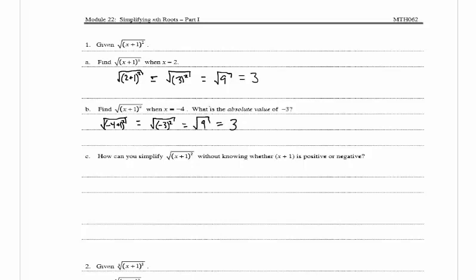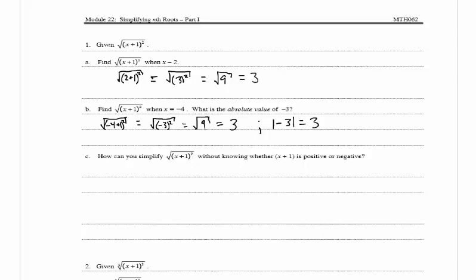And then it asks, what is the absolute value of negative 3? And the absolute value of negative 3 is equal to 3. So part C says, how can you simplify the square root of (x plus 1) squared without knowing whether x plus 1 is positive or negative? And we can do that by using the absolute value.